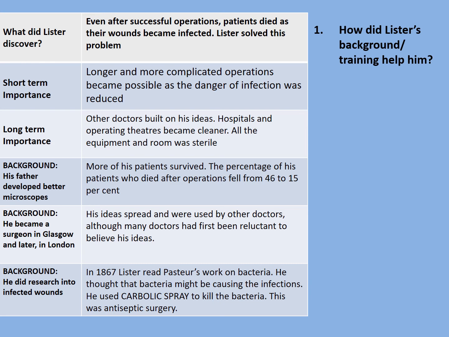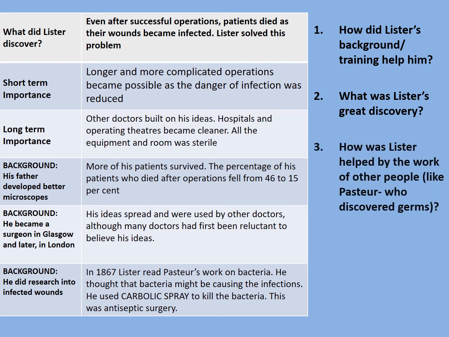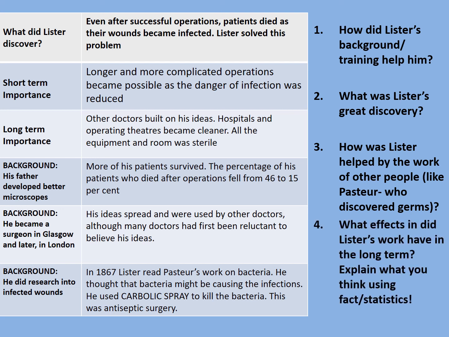Follow-up task number 1. How did Lister's background and training help him? Number 2. What was Lister's great discovery? Number 3. How was Lister helped by the work of other people like Pasteur? Number 4. What effects did Lister's work have in the long term? Explain what you think using any fact or statistics that you can draw from this source. Pause the video here while you complete those tasks.